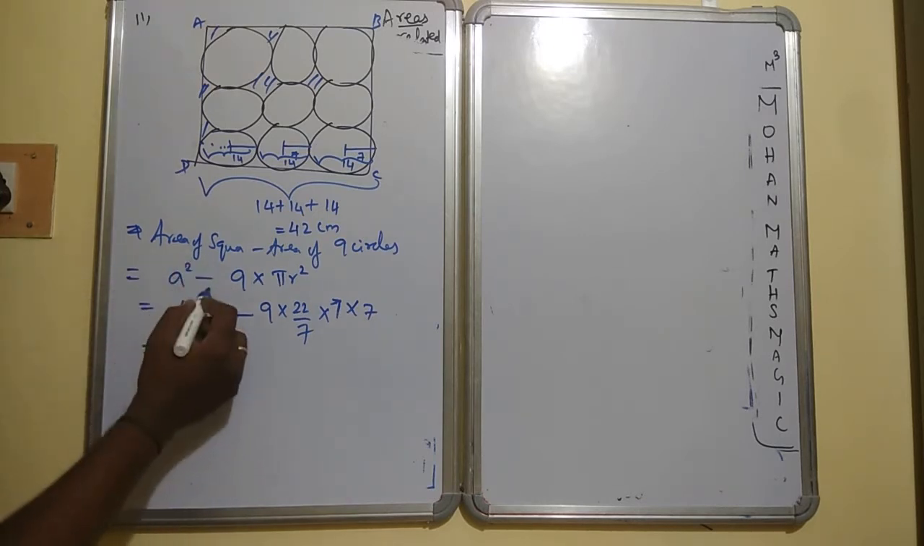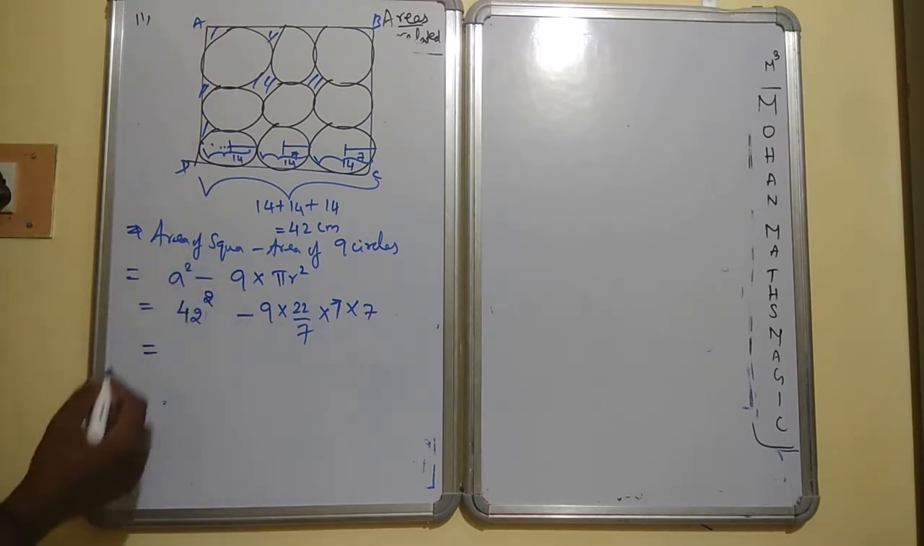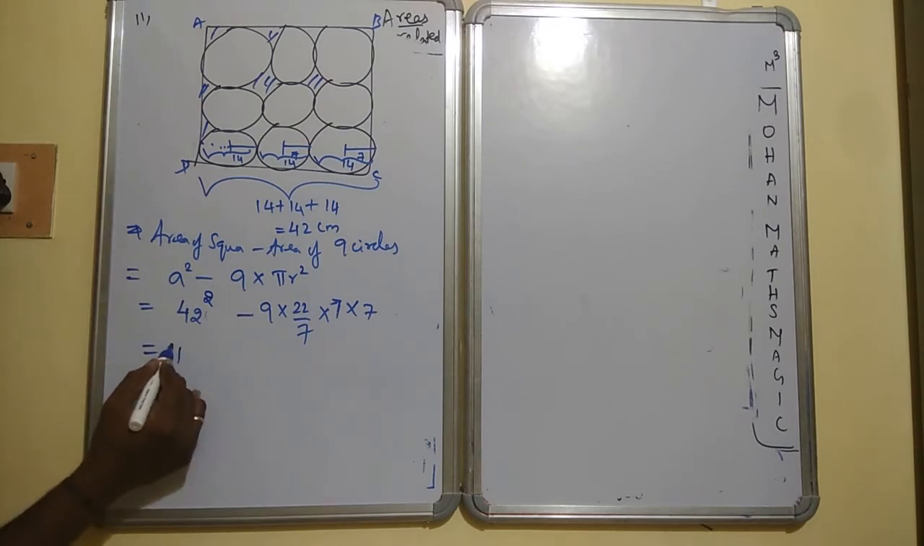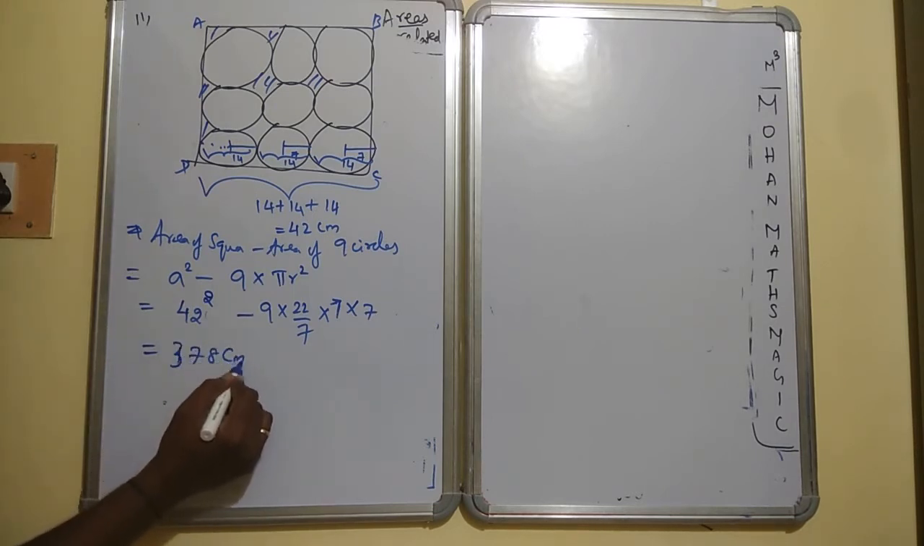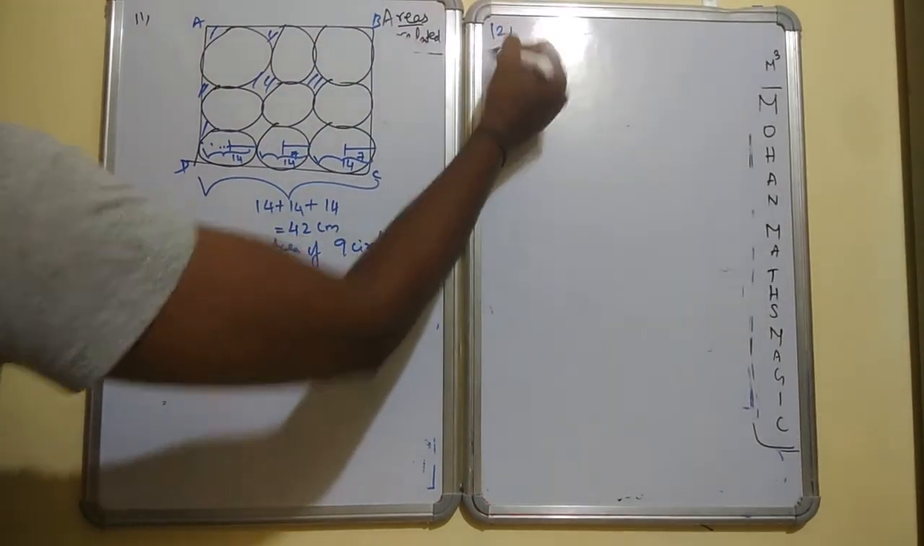42 squared, 42 into 52, right? So finally I got 378 centimeter square. Question number 12.